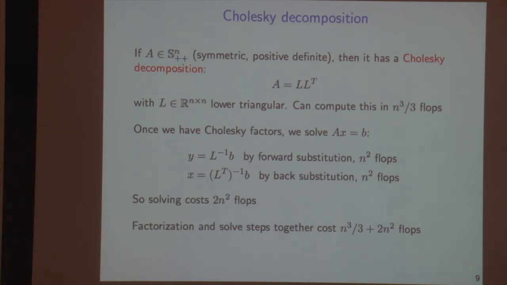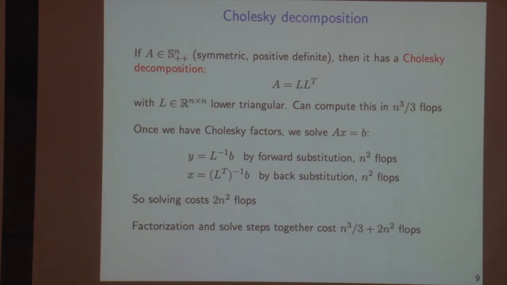Once we have the Cholesky factors, we can solve the linear system very quickly just by performing 2 triangular system solves. We first solve for y equals L inverse times b, by forward substitution. That takes n squared flops. And then we solve for L transpose inverse times y, not b here, it's just a typo, by back substitution, because this matrix is upper triangular, and n squared flops.